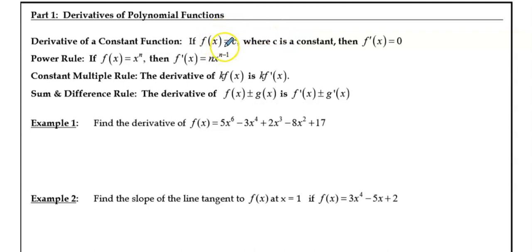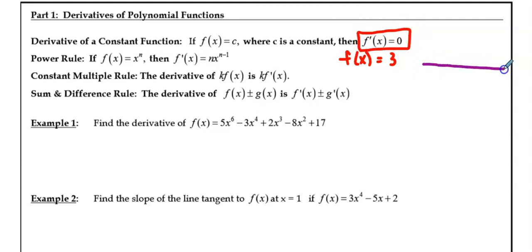So we're going to start right now with a function that is a constant. So we have the example f of x equals c. So more specifically, let's look at f of x is equal to 3. And we want to take the derivative of this function. Well, if the function is just a constant, then the derivative of all constants is going to be equal to 0. And let me show you why that is.